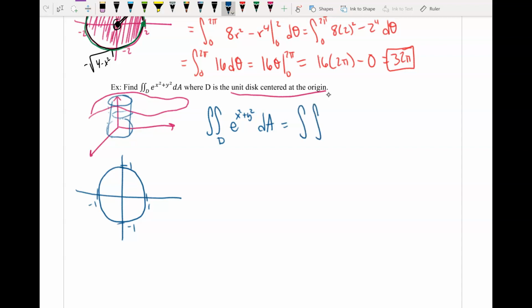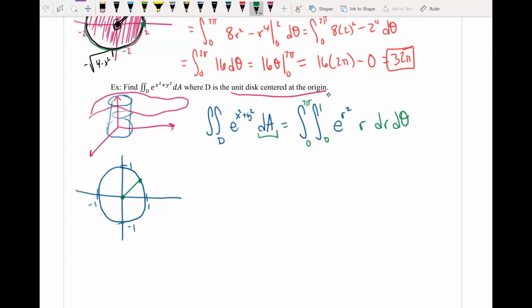So we know that x squared plus y squared is just equal to r squared, so we have e to the r squared, right? Now dA in this case is going to be r dr d theta. And now what would my limits of integration be? Well, r is a circle of radius 1, so it goes from 0 all the way to 1. And we want the entire circle, so theta is going to go from 0 to 2 pi.